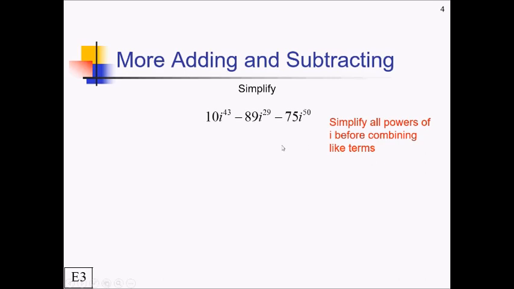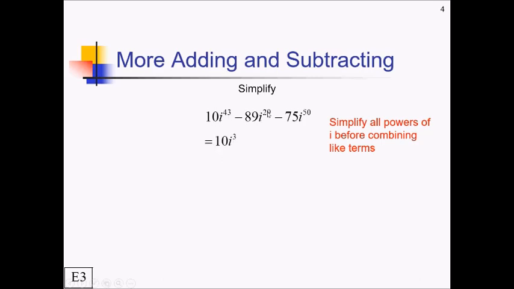So we've done simplifying powers of i before. Pause the video, do that, and then see if you can combine the like terms at the end. All right, so going through these one at a time, again, to simplify powers of i, you need to know where you are in that cycle of 4. So 43, if you divide that by 4, you get a remainder of 3. So this can be written as 10i to the third.